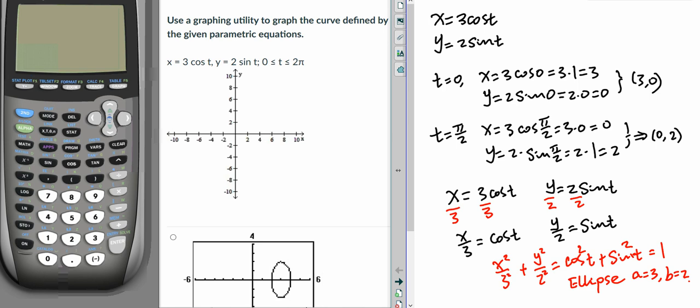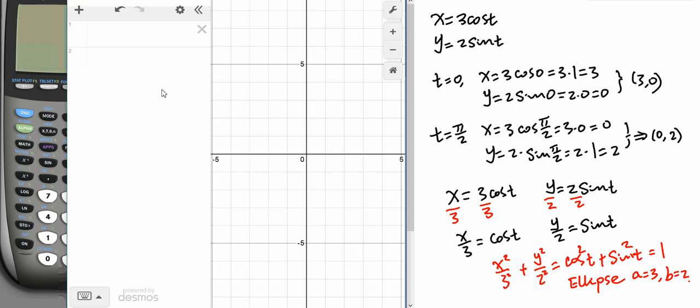By using Desmos, you may put what? You may do (3, 0). Okay? And you may mark it (3, 0) here.